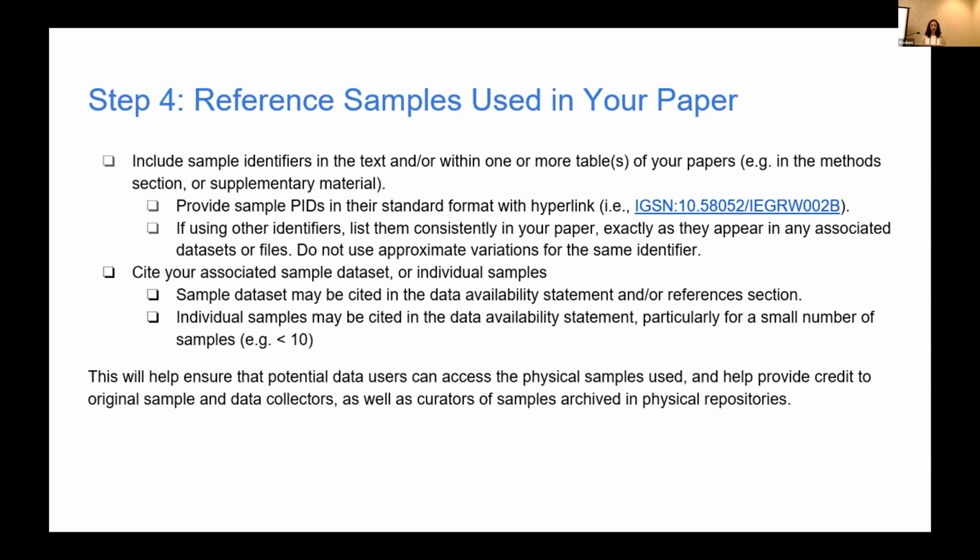If using other identifiers, list them consistently in your paper exactly as they appear in any associated data sets or files. Do not use approximate variations of the same identifier. And then cite your associated sample data set or maybe individual samples. So the sample data set can be cited in the data availability statement or the references section. And then if you have just a very few number of samples, which could be the case for some papers, they could be cited in a data availability statement individually, particularly for a small number of samples like I mentioned.